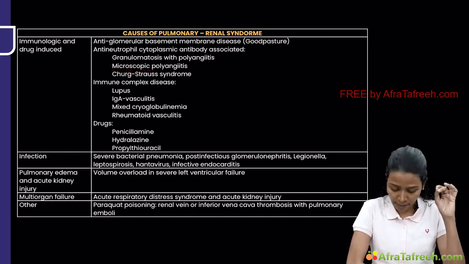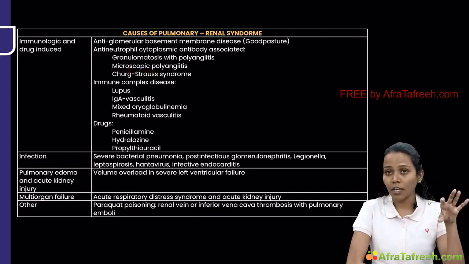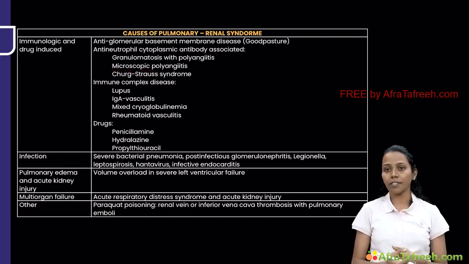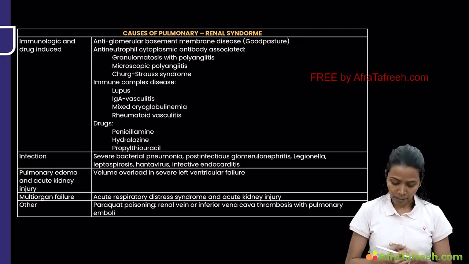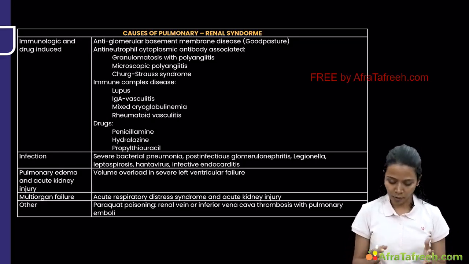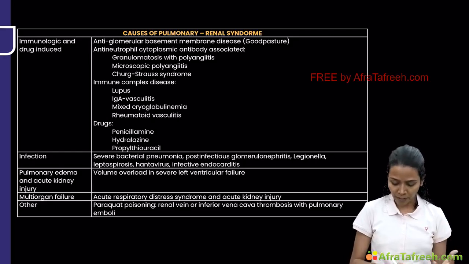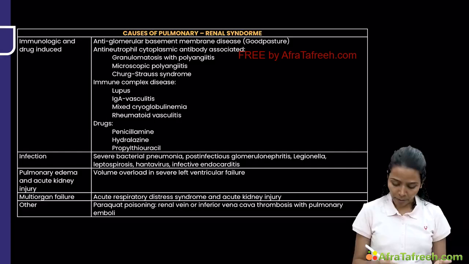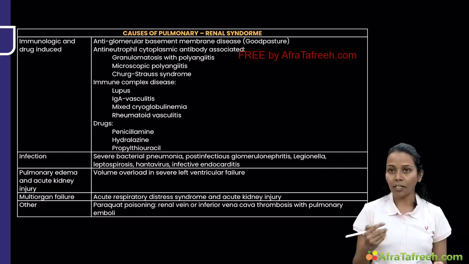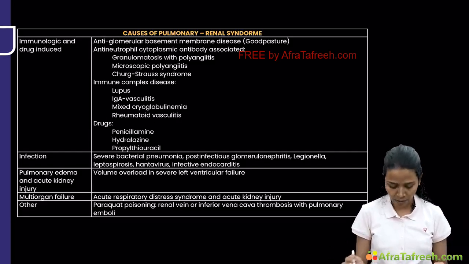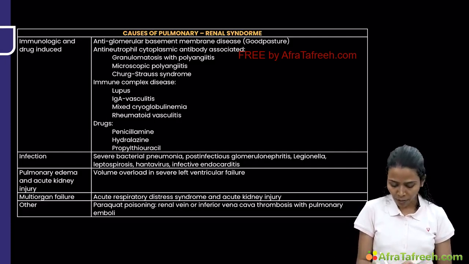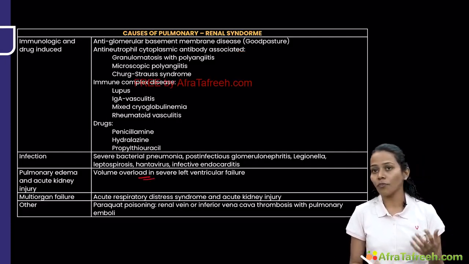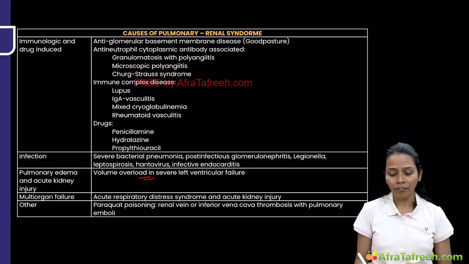Immune complex diseases like lupus, IgA, mixed cryoglobulinemia and rheumatoid vasculitis, and drugs like penicillamine, hydralazine and propylthiouracil. These all can cause vasculitis. Again, infections that affect both the lungs and the kidney, like pneumonia, PIGN, Legionella, leptospira, hantavirus and all that. And pulmonary edema and acute kidney injury, like when there is volume overload because of heart failure, and multi-organ failure, other causes like paraquat poisoning.